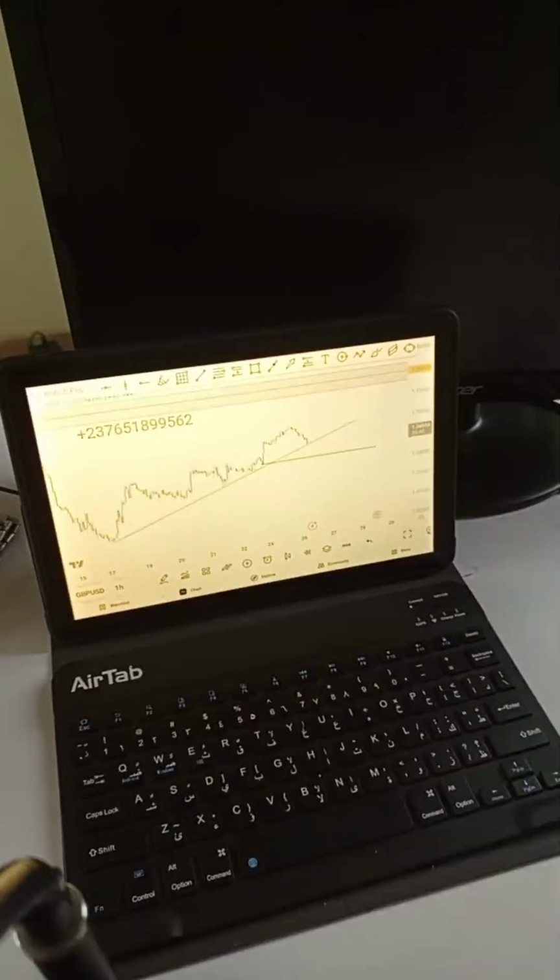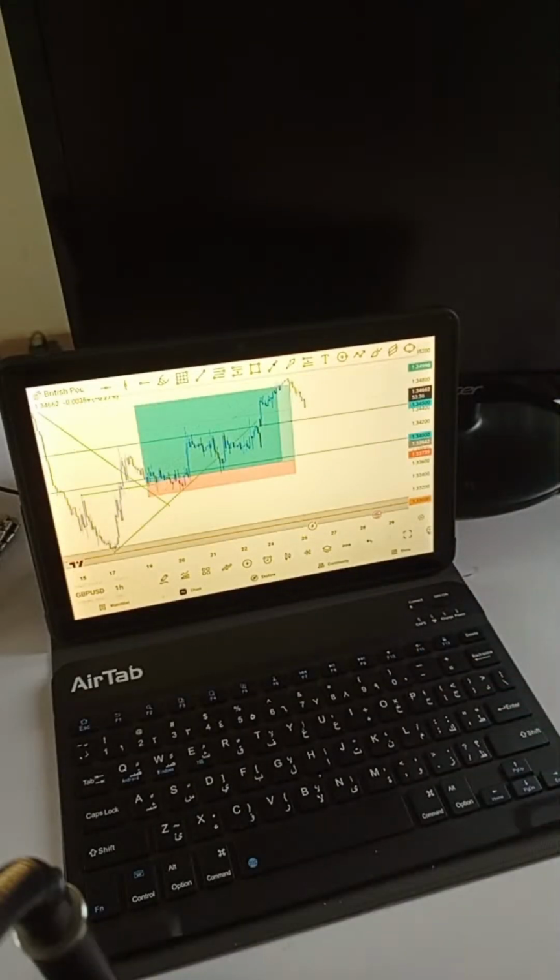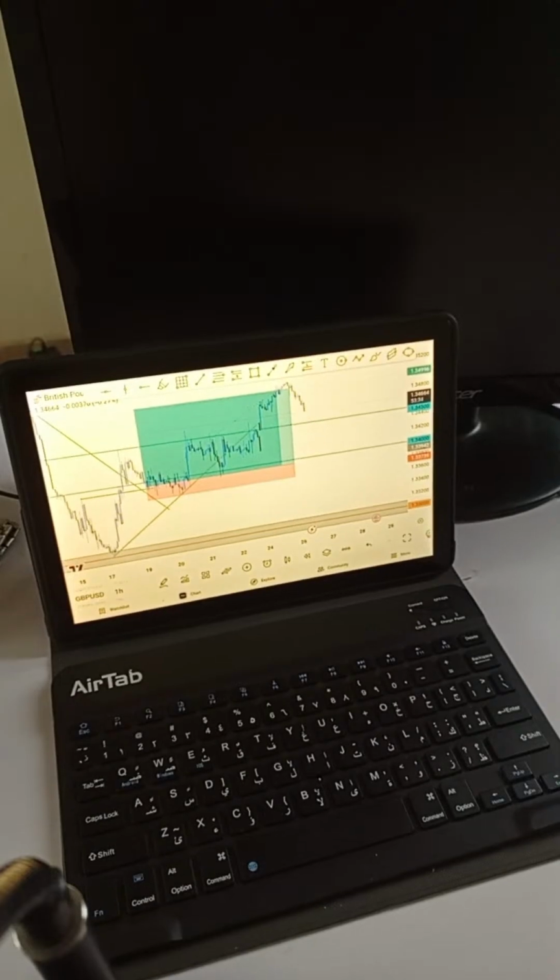All right, we hit full TP on GBP USD. Okay, we hit full TP.